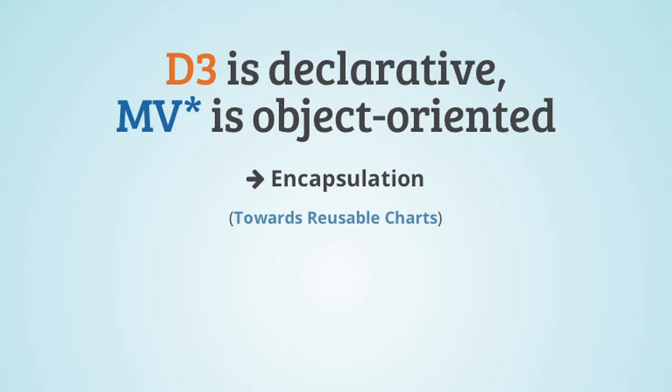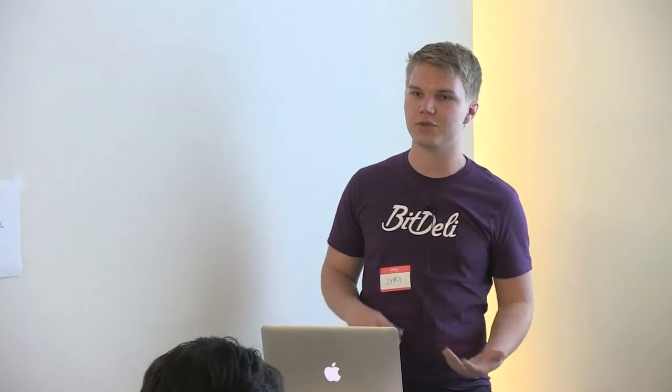The biggest problem here is that D3 is declarative, and all these MV-whatever frameworks are object-oriented. So there's a different kind of paradigm going on here, and what matters in the end is what the end user sees. And the reusable chart API that Chris and Miles talked about exposes a declarative API, and that's fine for some. But that's the fun part of open source, that we can have all these different approaches and everybody can choose their own.